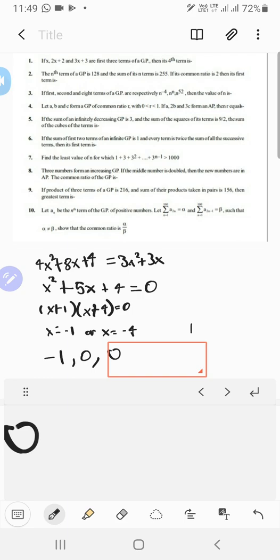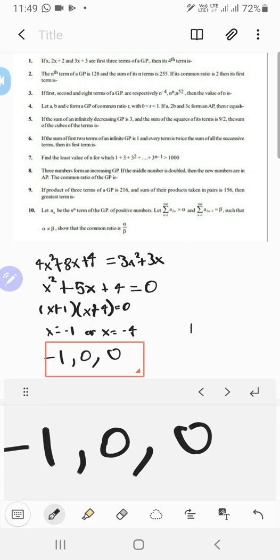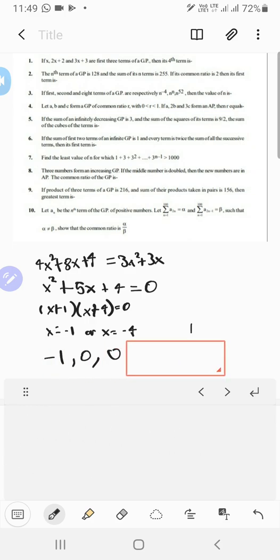But this is weird because it should not have gone like that, because the ratio cannot be 0. That would not make sense. So I don't think that this is going to be our answer. That's not the GP which we were hoping for. So let's use x equals to minus 4 for this question instead. So the first term is minus 4.